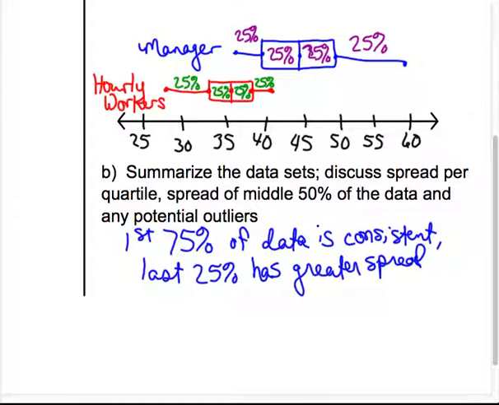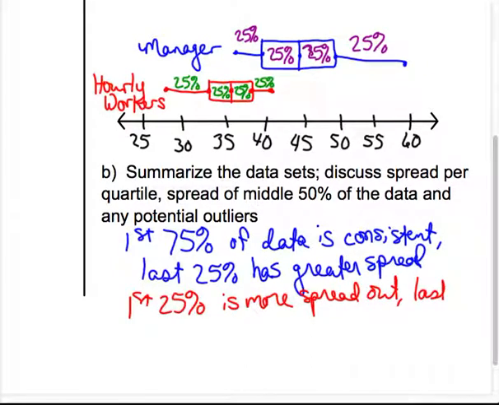And so then for the hourly workers, it's the reverse. The first 25% of the data is more spread out. And the last 75% is more consistent.